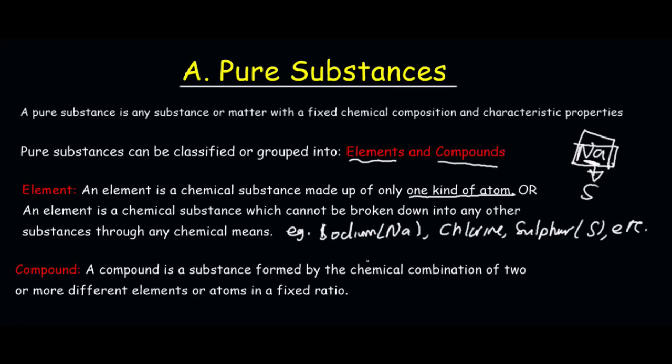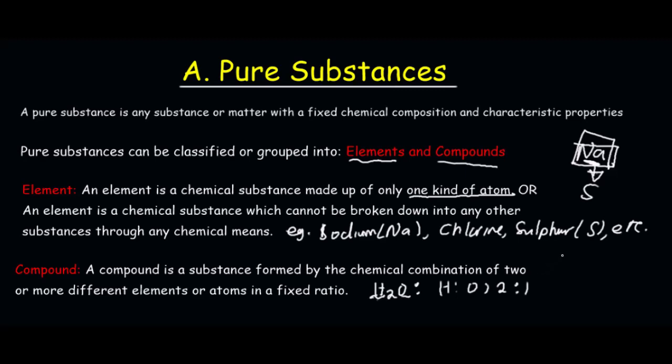An example of a compound is water, H2O, and this is the chemical formula for water. What we are saying is that a compound is formed by a chemical combination of two or more different elements. So we have two different elements, which are hydrogen and oxygen. Then it says in a fixed ratio. Water is a combination of hydrogen and oxygen in a ratio of 2:1, meaning that there are two hydrogen atoms and one oxygen atom.